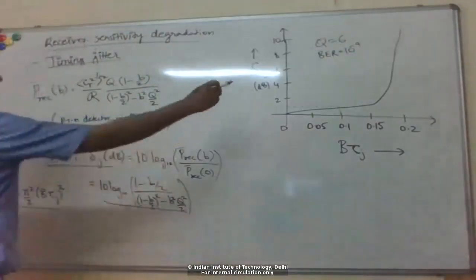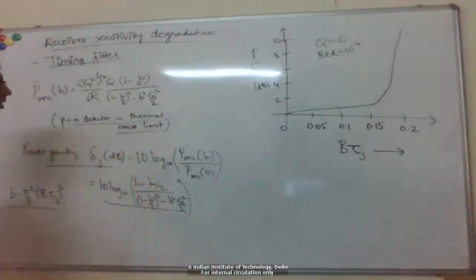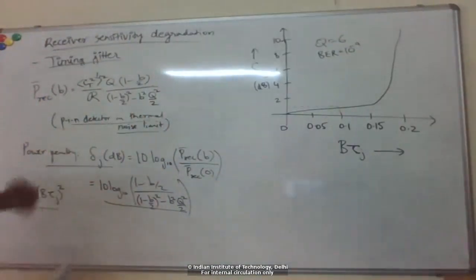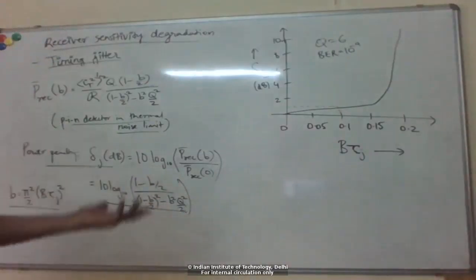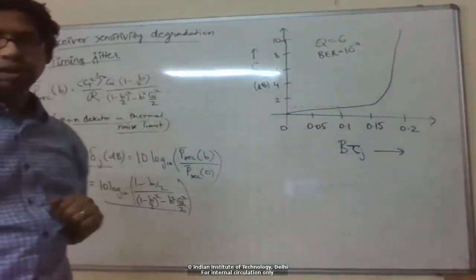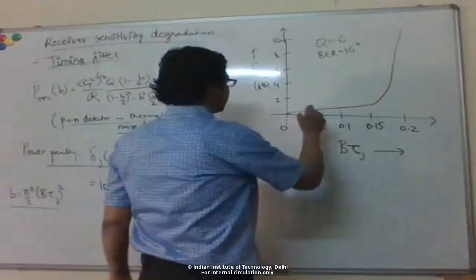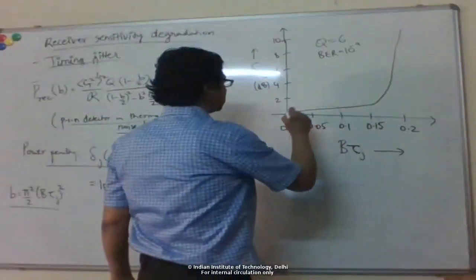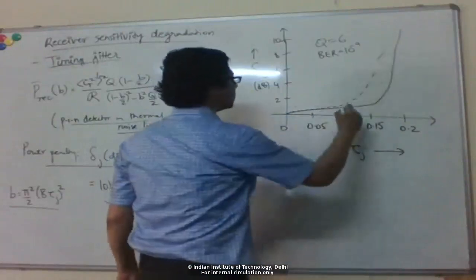Okay, so again, this analysis was for a pin photodetector in the thermal noise limit. But let's say you're using an APD, so you'll also have shot noise, which is not negligible, right? So then this expression will become more complicated if you use shot noise. So typically for an APD, the curve will be slightly worse, right? So it will be higher like that.